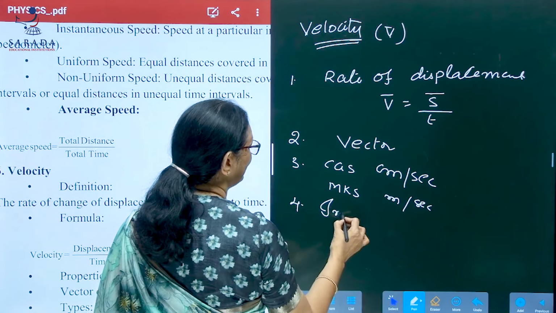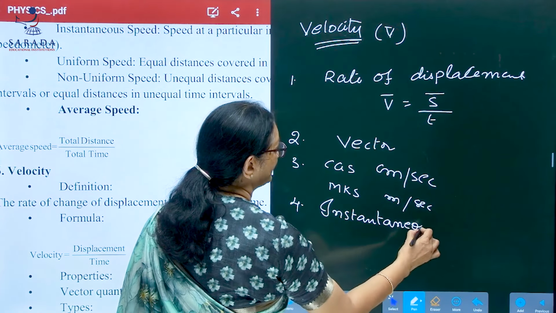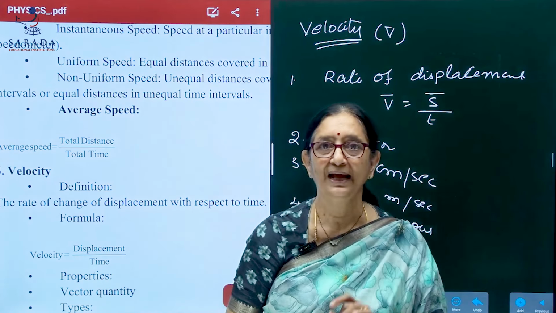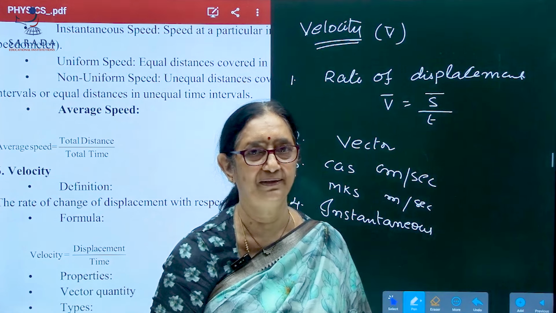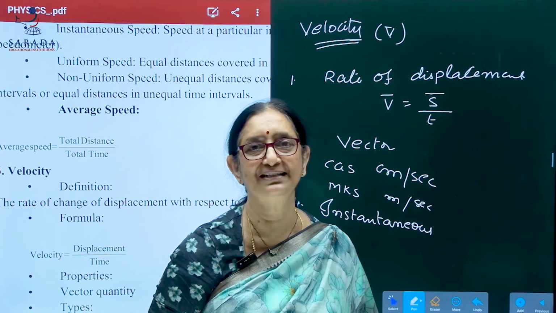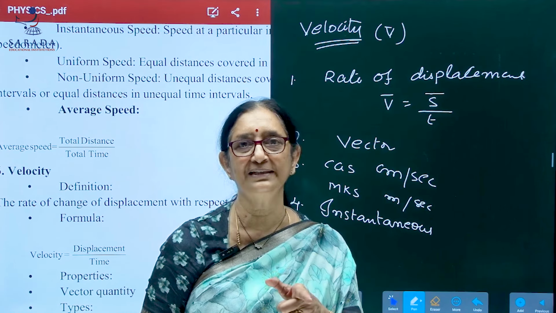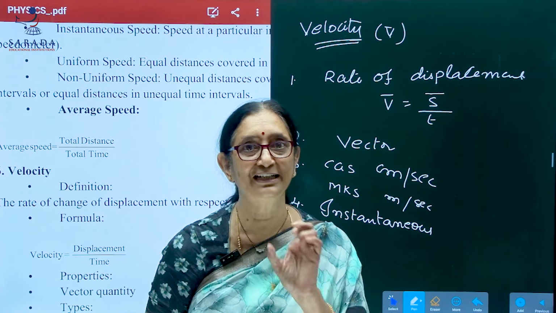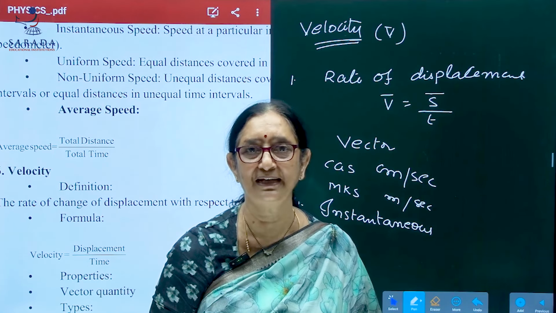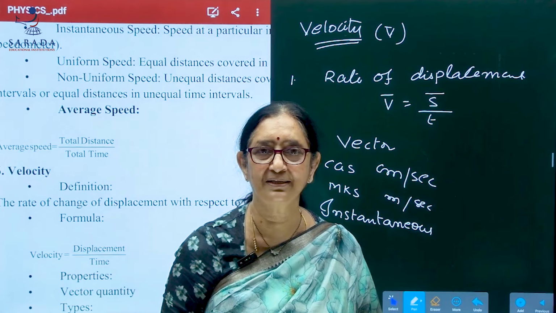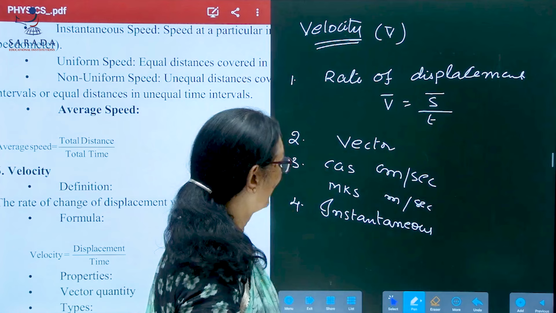And instantaneous velocity. The velocity of a body at a particular instant of time is called instantaneous velocity. A speedometer cannot give instantaneous velocity. It gives instantaneous speed, because if you look at the speedometer, you can find the magnitude of velocity only. But direction you cannot say from the speedometer reading. So, instantaneous velocity means velocity at a particular instant of time.